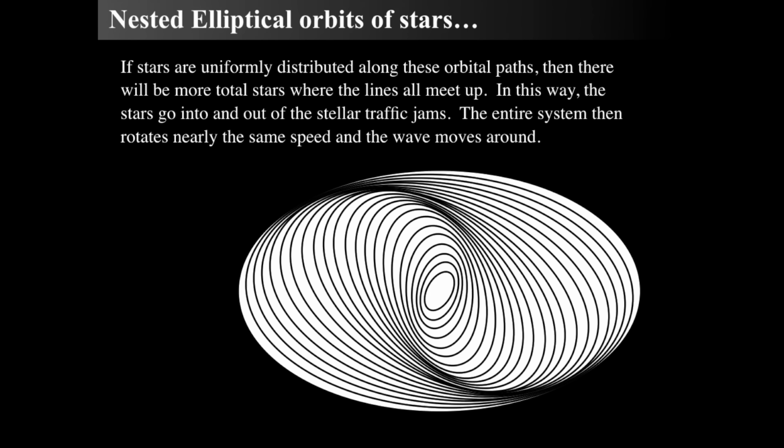All right. So these nested elliptical orbits create the stellar traffic jams. Those stellar traffic jams are where the gas clouds are compressed. But now if you take this entire system and then rotate it, the entire system then also rotates as a group, and that's because the elliptical orbits aren't fixed. So the entire system rotates, and then you have a rotating spiral galaxy.